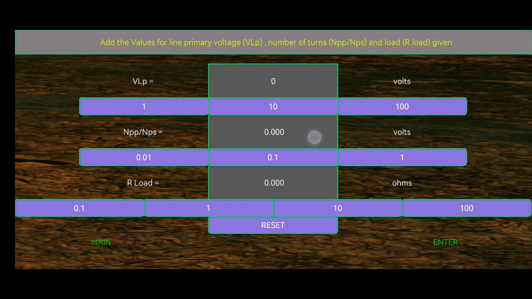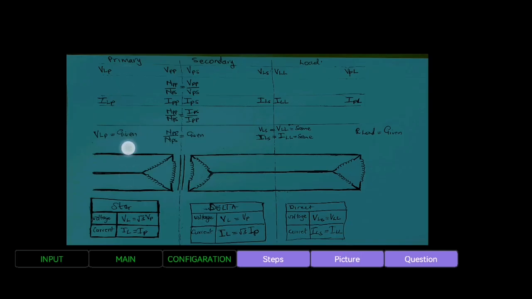Let's look at delta. If you are given a voltage, you put it here: the supply voltage, the number of turns, the load. Then this is the picture to represent the primary section. It is like this. You're looking for these two: the supply voltage and the phase voltage, the line voltage and the phase voltage.